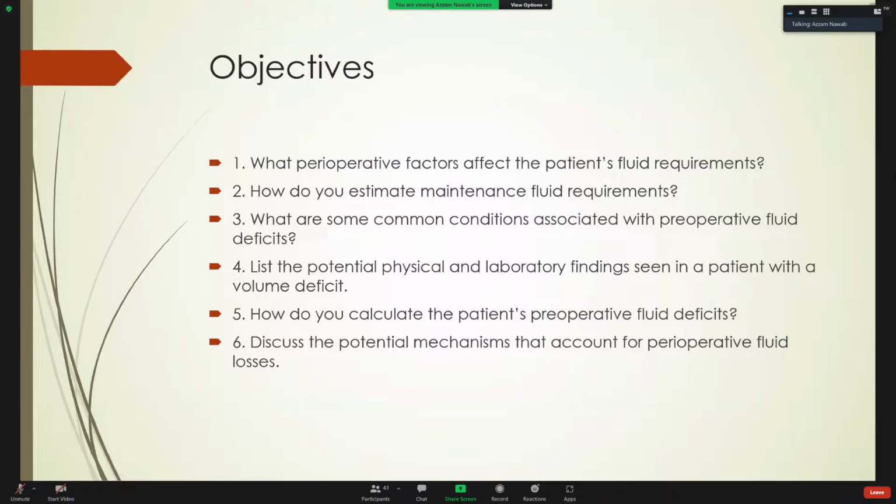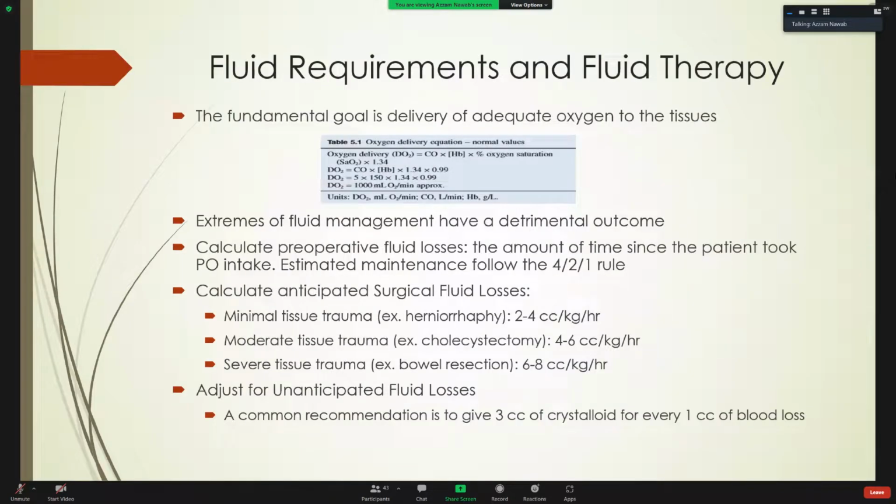List potential physical and laboratory findings in patients with a volume deficit. How do we calculate patient preoperative fluid deficit? And discuss potential mechanisms that account for preoperative fluid losses.